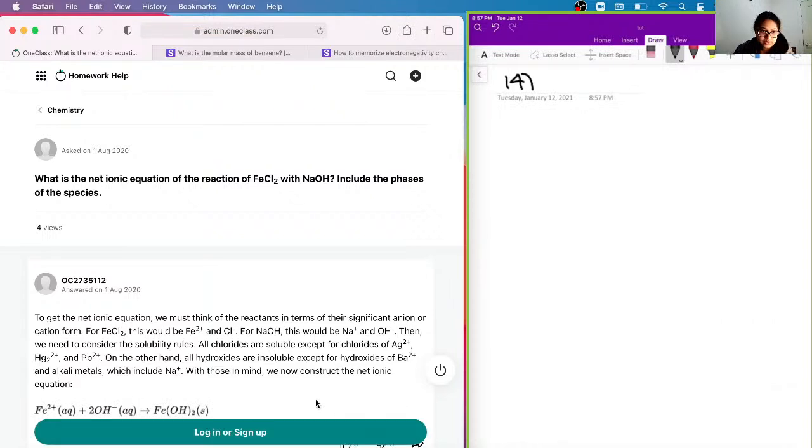Okay, so our next question says, what is the net ionic equation of the reaction of iron chloride with sodium hydroxide? Include the phases of the species. To get the net ionic equation, we must think of the reactants in terms of their significant anion or cation form. So for iron chloride, FeCl2, we break this into the individual cations and anions.